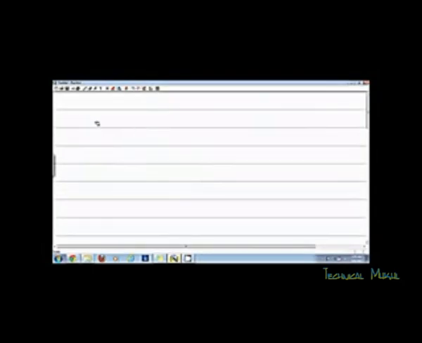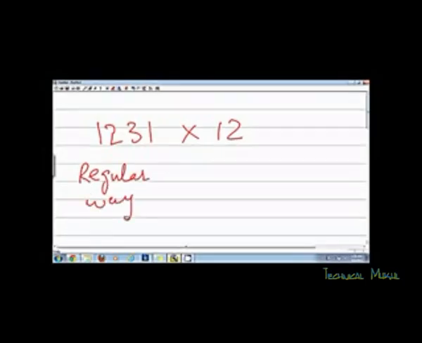Thank you. Hi everyone, in this tutorial I will show you how to multiply a number by 12 in a quick and easy way. For example, I have 1231 and I want to multiply it by 12. So the regular way will be to write 1231 and then multiply it by 12.